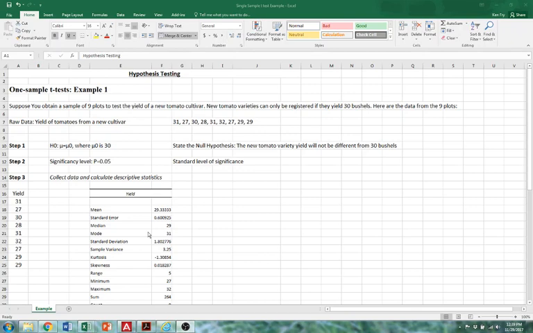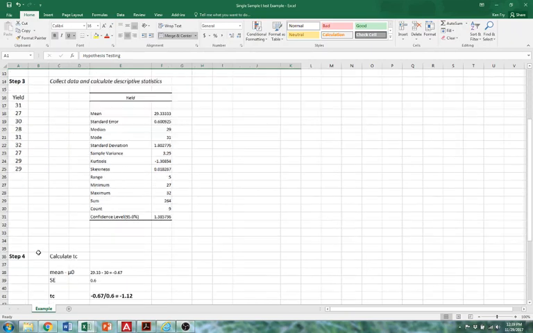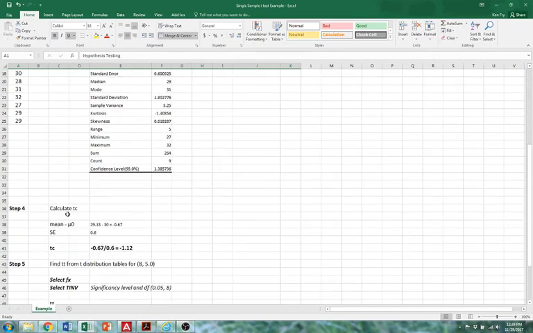So once again, we have our tomato example. And our null hypothesis is that the bushel yield of 30 is not significantly different for our new tomato cultivar, in which we have 9 observations, 9 plots where the yield was taken. And we had previously generated our descriptive statistics. So now if we scroll down, we see that we want to calculate our calculated t-statistic.